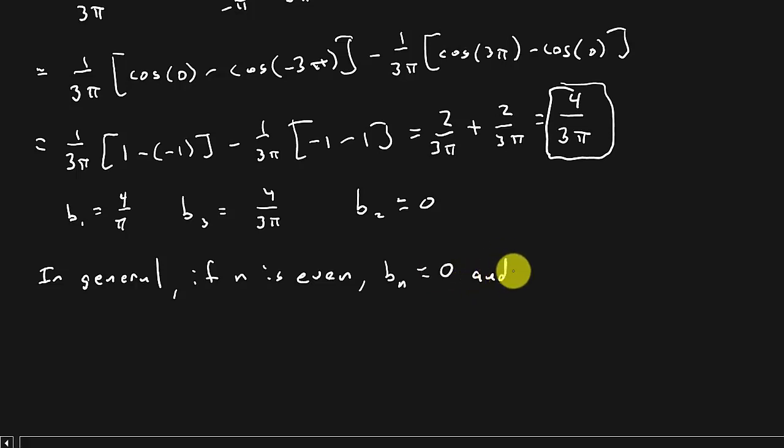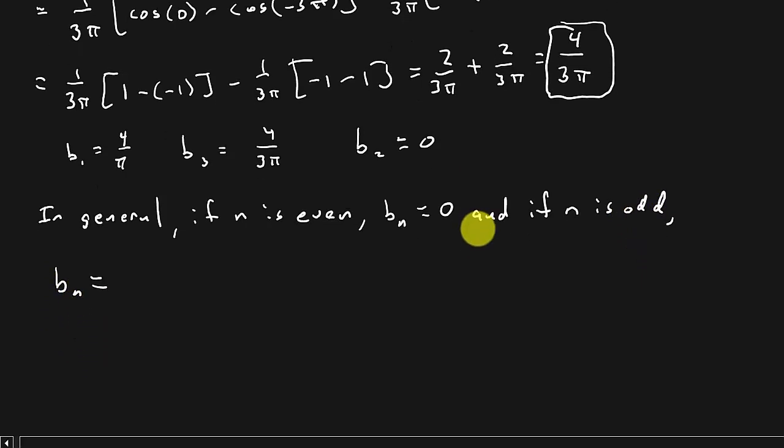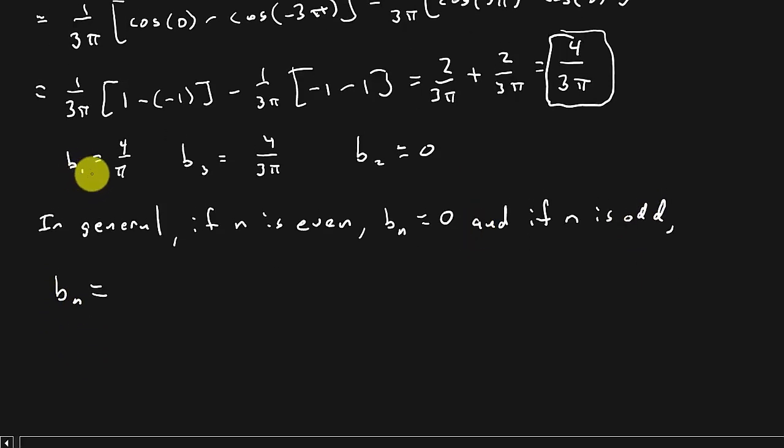And if n is odd, Bn, now I see a pattern here. See here, n is 1. I've got a 1 in front of pi. Here, n is 3. I've got a 3 in front. So Bn is going to be 4 over n times pi.